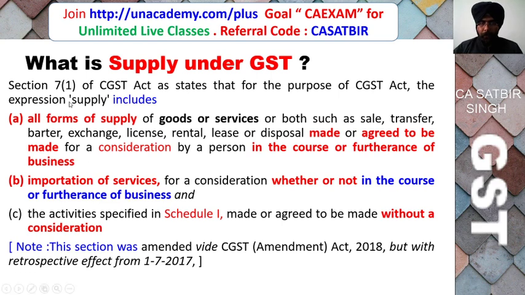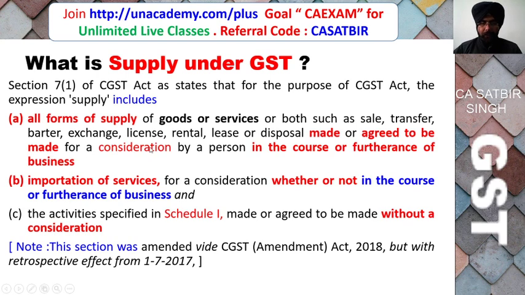So friends, Section 7 of the GST Act says that for the purpose of the GST Act, the expression supply includes all forms of supply of goods or services. So it is not that only sale is covered, rather whether there is a sale or a transfer, barter, exchange, license, rental, lease, or disposal, made or agreed to be made, even though the supply has not been made. Suppose you have paid advances for services, although services have not yet been supplied, you are required to pay GST on this advance because these are agreed to be made for a consideration. So for supply there should be a consideration only, then it can be supply.